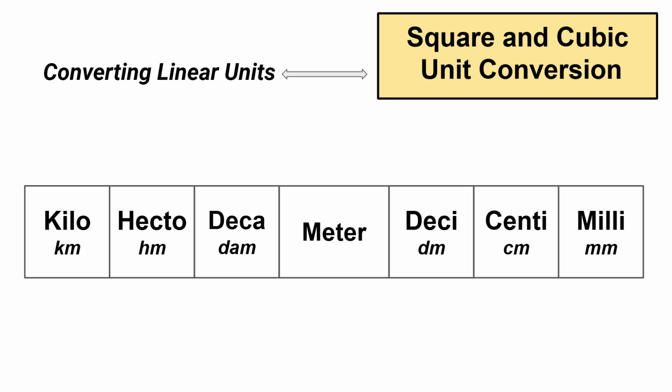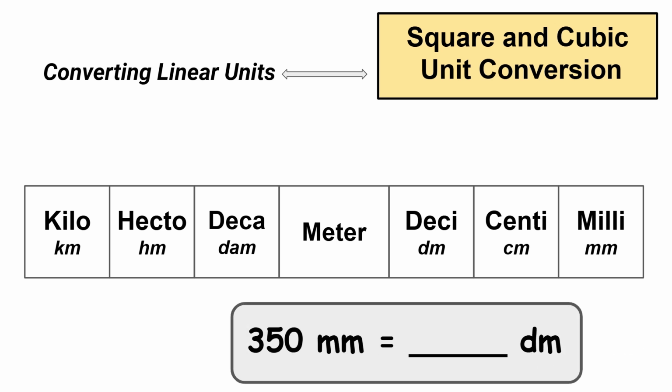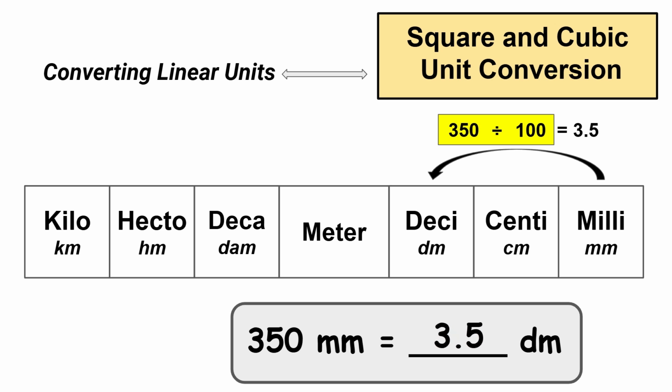Or let's say I want to convert 350 millimeters to decimeters. Well, since deci is two spaces to the left of milli on the conversion line, I would take 350 and divide by 10 two times, which is the same as dividing by 100 once. So 350 divided by 100 equals 3.5. So 350 millimeters is equal to 3.5 decimeters.